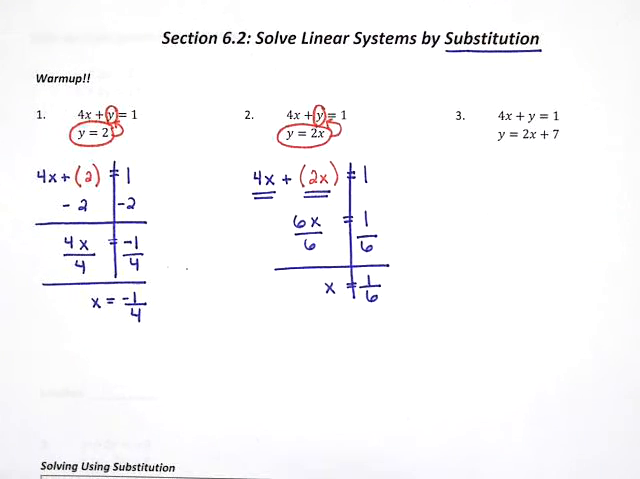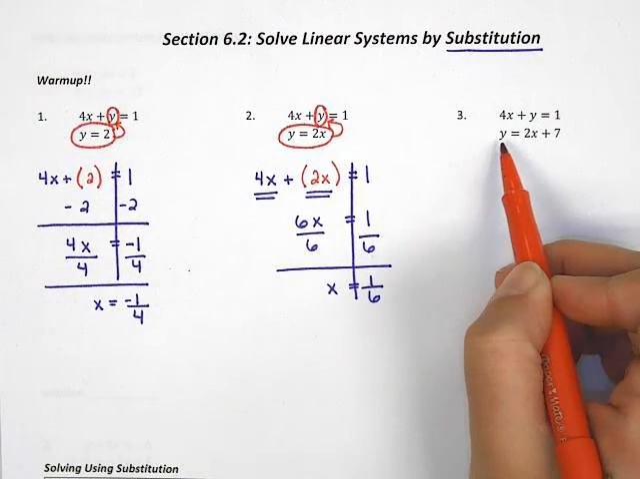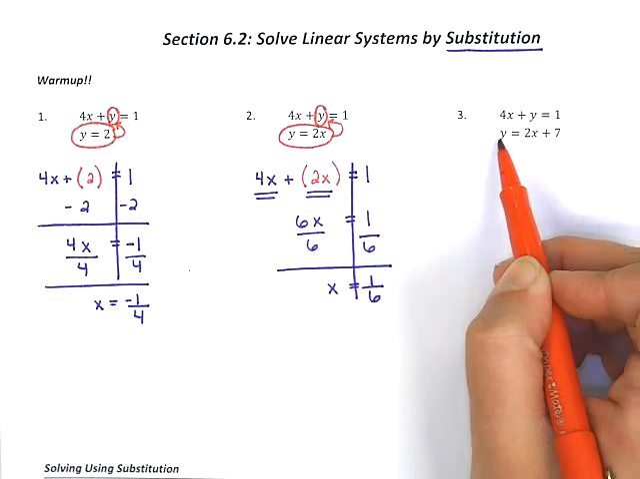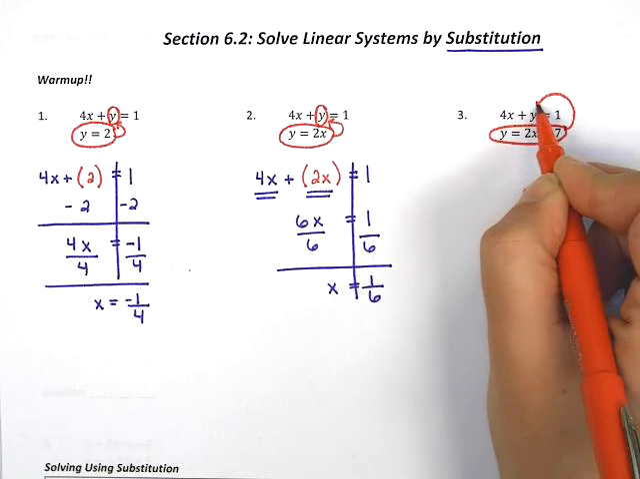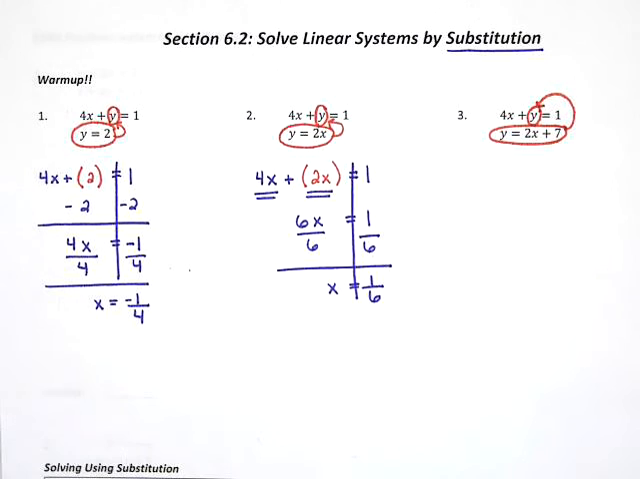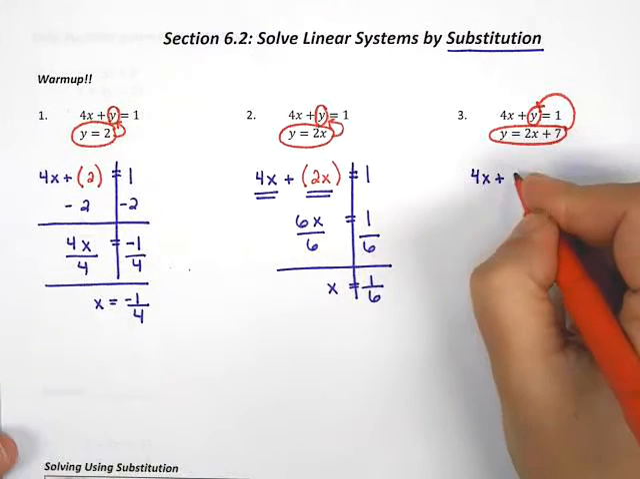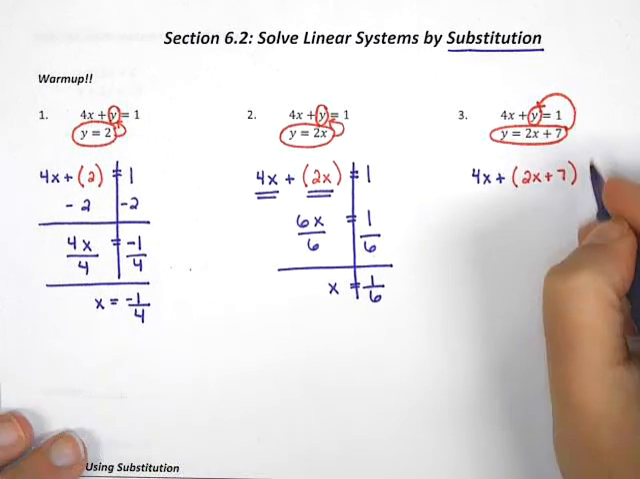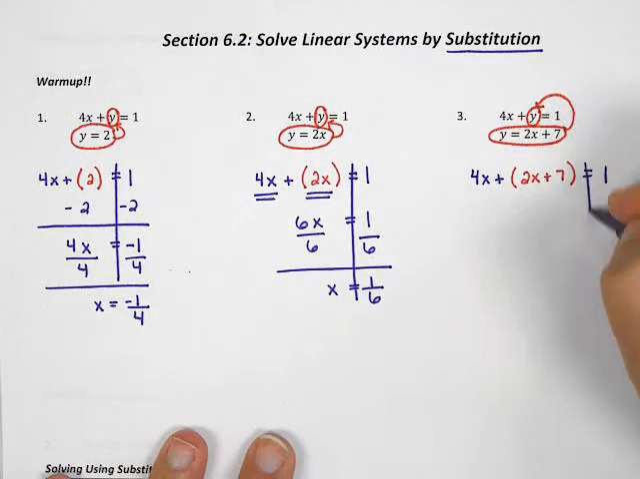Now for problem number 3, we've got the same original equation, and instead of saying y equals 2 or y equals 2x, it says y equals 2x plus 7. So all that we would do is take the 2x plus 7 and plug it in instead of the y. So we would have 4x plus, and instead of the y, we would have 2x plus 7 equals 1. Again, this is an equation we can solve.